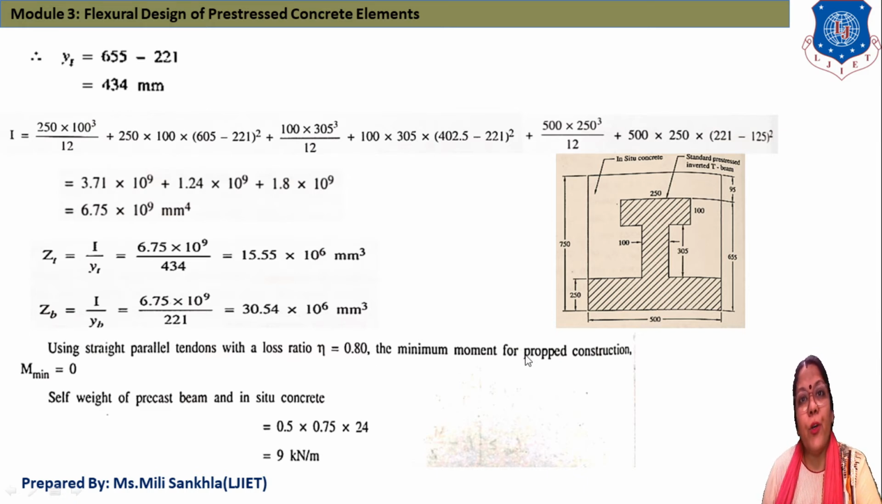The minimum moment for propped construction we consider as 0. Now we find out the self weight of this precast beam and cast in situ concrete. So here we consider the total section. Maximum width is given as 500, so 0.5 meter. Then the overall depth of this precast and cast in situ is 750, so 0.75, and 24 is the density of concrete, so 9 kilonewton per meter, that is the self weight of this total section.